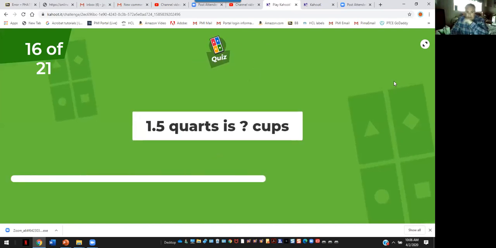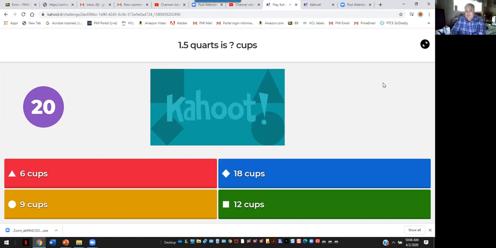One and a half quarts. Now this was answered earlier. So 1.5 quarts. There's 2 pints in a quart. This means we have 3 pints. There's 2 cups in a pint. 2 times 3.